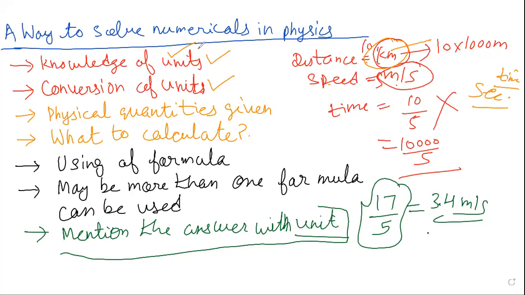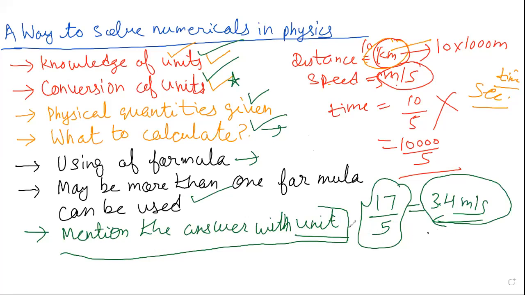So these are the points while solving the numerical. First of all, knowledge of units should be there. Then you must be aware about the conversion of units if it is required. It is not required in all numericals, but maybe it is required. Then the physical quantity is given from the statement. Then identify what has been asked and what I will calculate. And then identify which formula will be used. If it is not easy or not possible to calculate using a single formula, you can use more than one formula. But when you calculate the answer, don't forget to mention the unit of the physical quantity which is to be calculated.